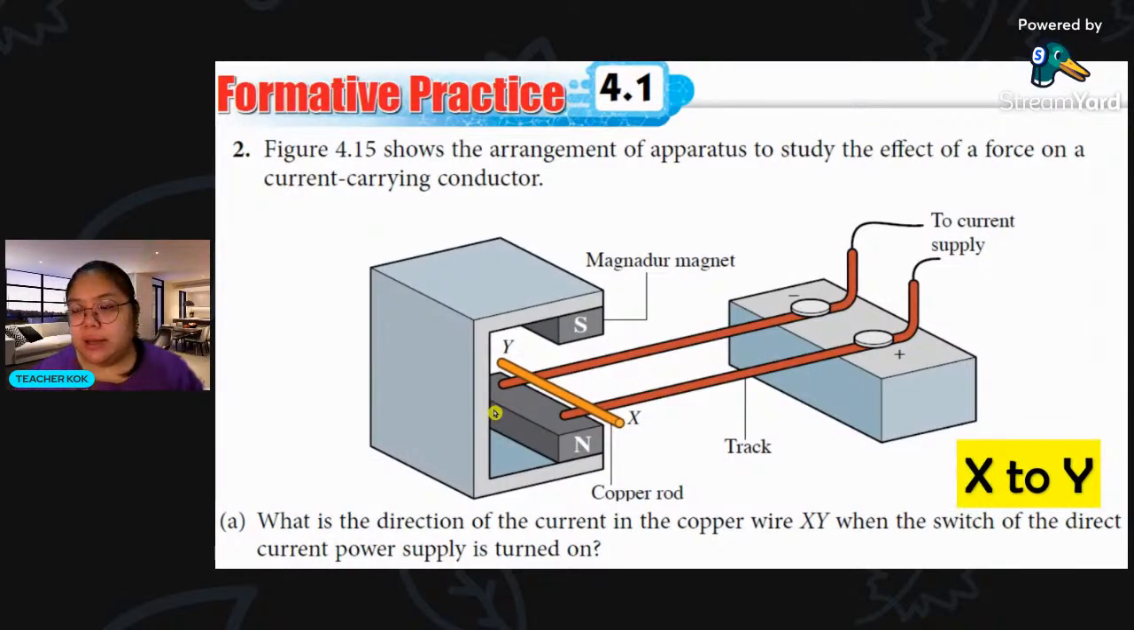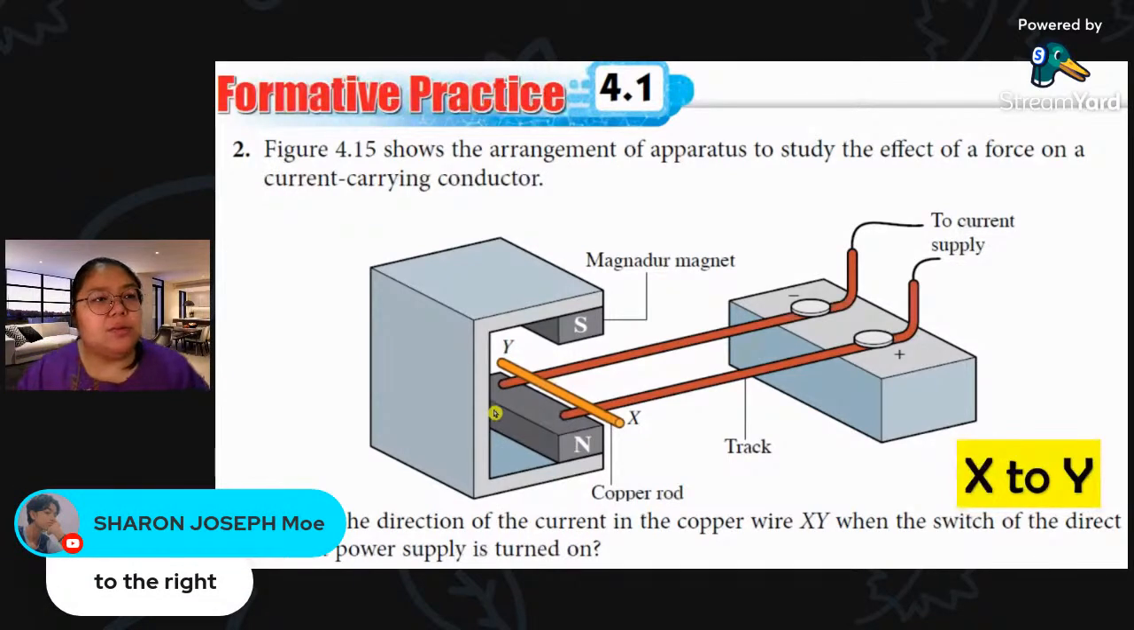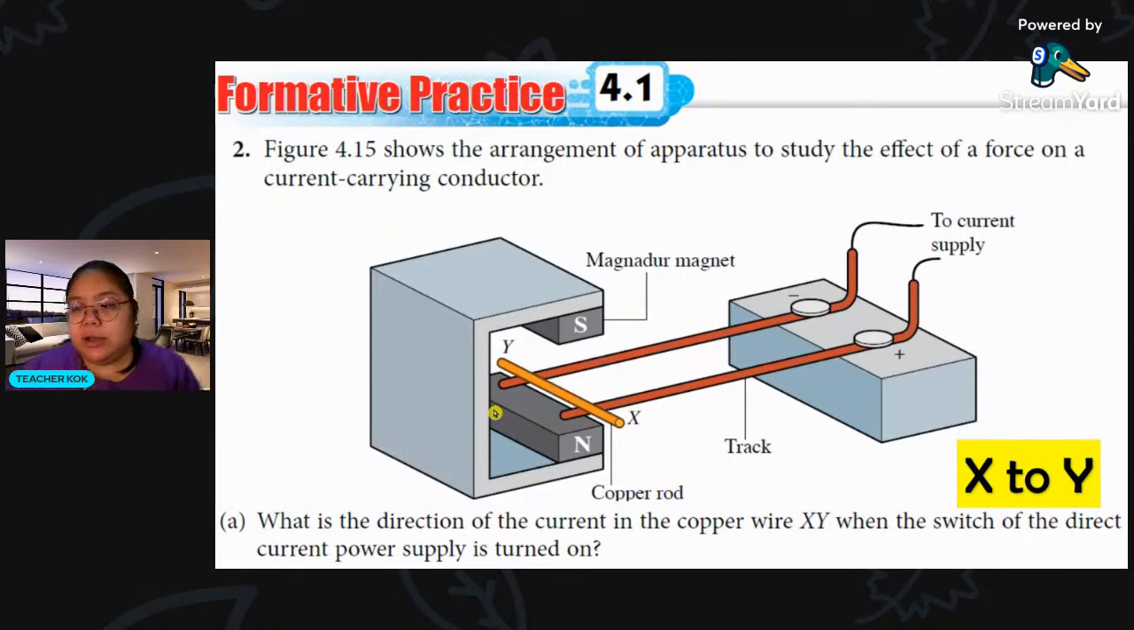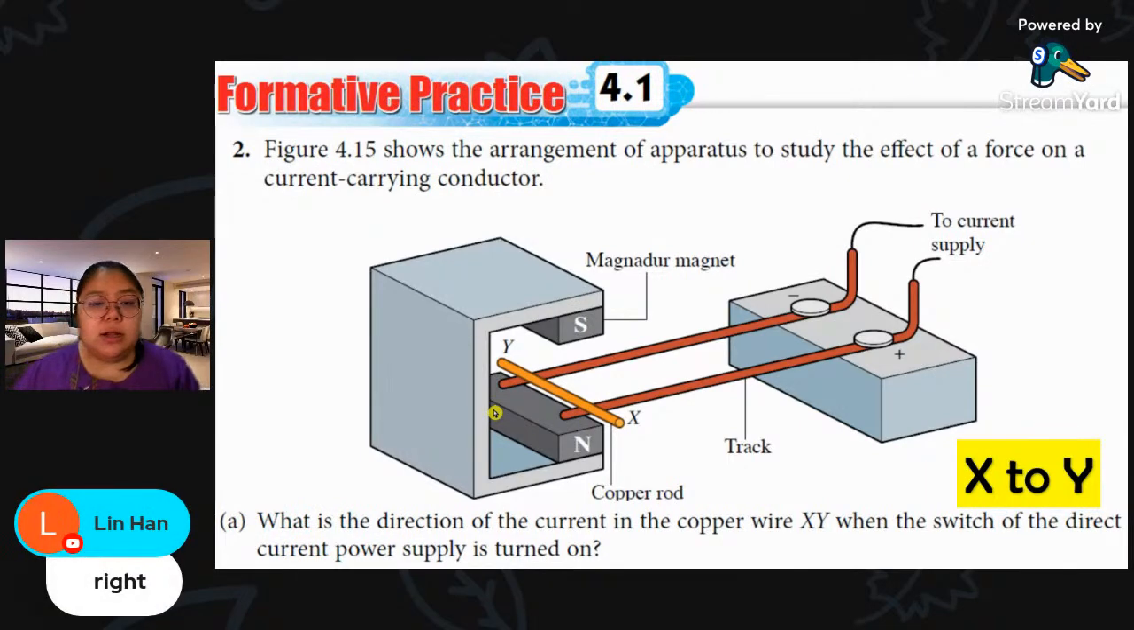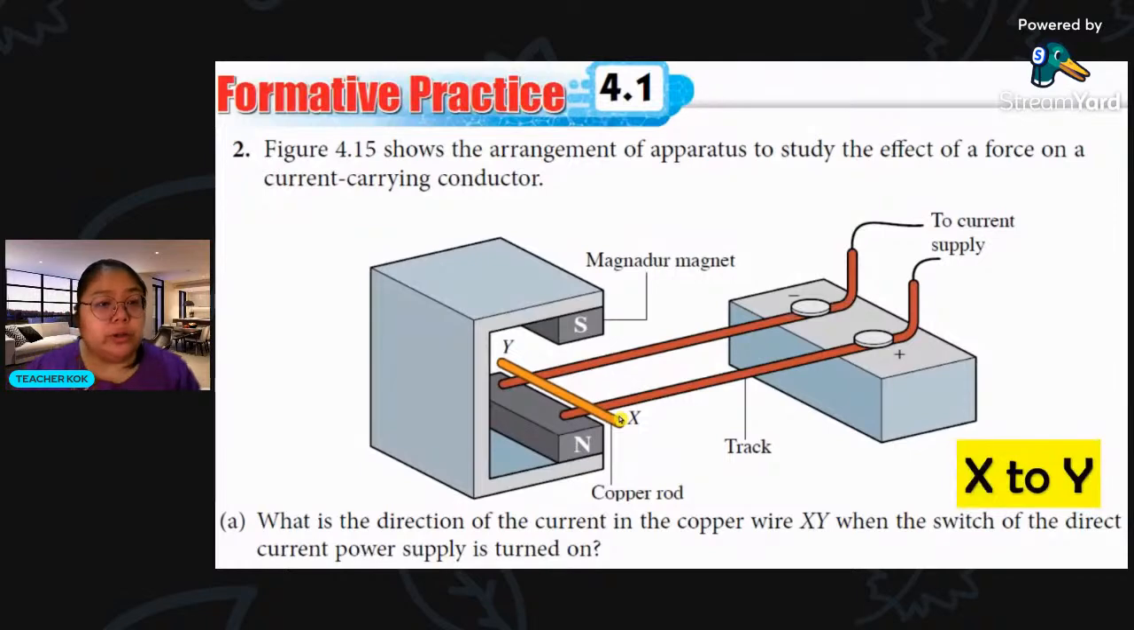Okay, anybody can tell me the answer? Okay, Sharon, tell me. To the right. Okay, the rest? Right, correct. That's to the right hand side. So that means later you can find out the copper rod will move out toward the other magnet. That means it's closer to the battery because it goes to the right. Okay, Linghan also correct, Yiru also correct.